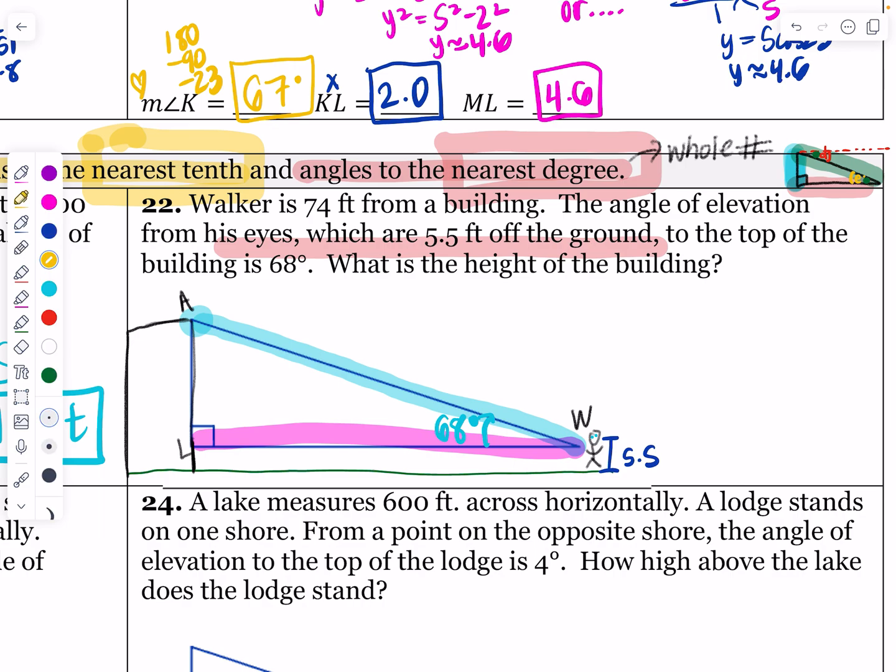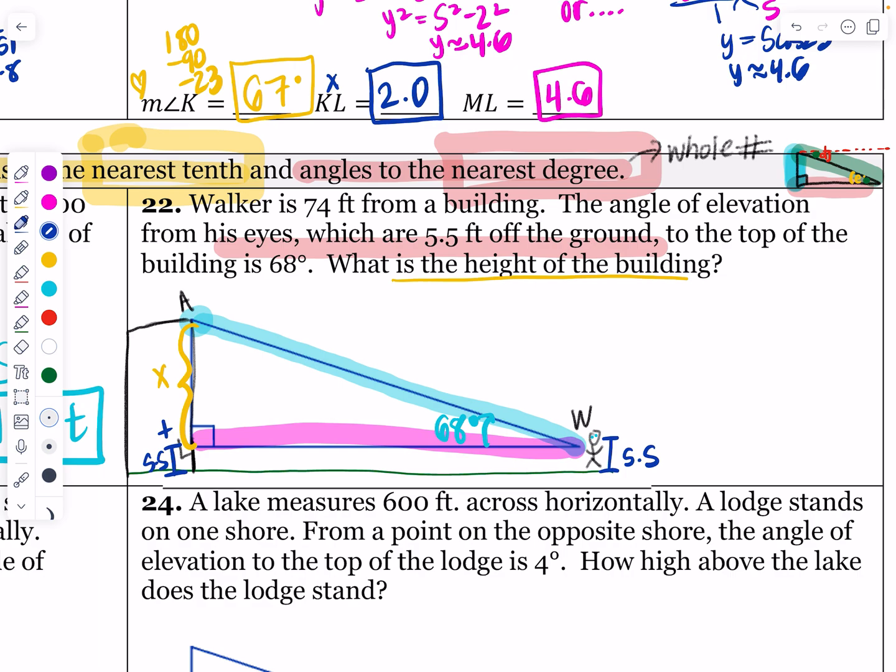So what I'm going to find in a second is I'm going to find from A to L. I'm going to find X, because it says what is the height of the building. But what I'm going to have to do for A to L is at the very end, I'm going to have to add Walker's height below his eyes, which was 5.5. So I'm going to end up having to add 5.5, okay? Because the yellow part is only a portion of the height of the building.